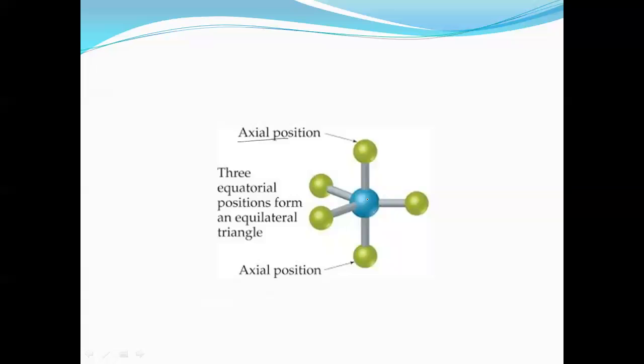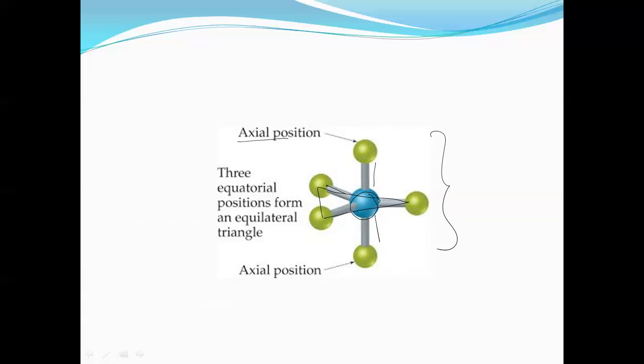For a general trigonal bipyramidal structure, there are 5 bonds, 3 in one plane and 2 above and below the plane of the trigonal triangle. Hence the name trigonal bipyramidal. In one plane there is a trigonal triangle, and above and below the plane there are 2 other bonds connected to the central atom.